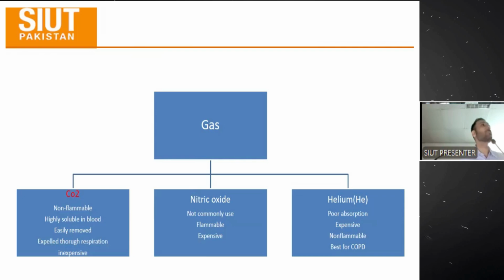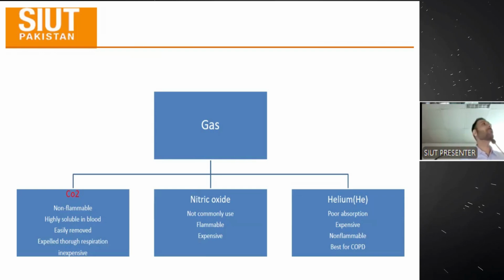and is inexpensive. The other gas that had been used in the past was nitrous oxide. It's not commonly used because, number one, it is flammable, and number two, it's expensive. The other most common gas used after carbon dioxide is helium. But helium has poor absorption, and it is also expensive, but it is non-flammable.